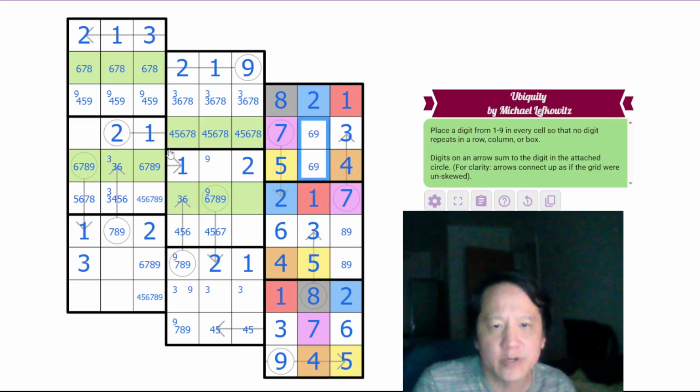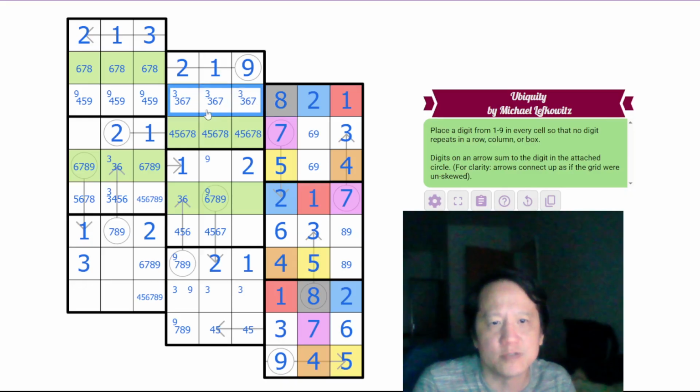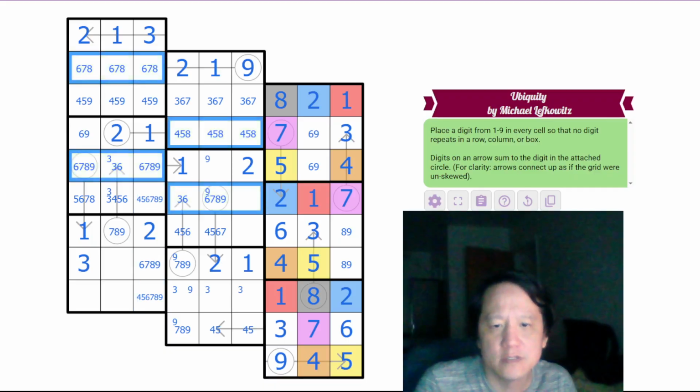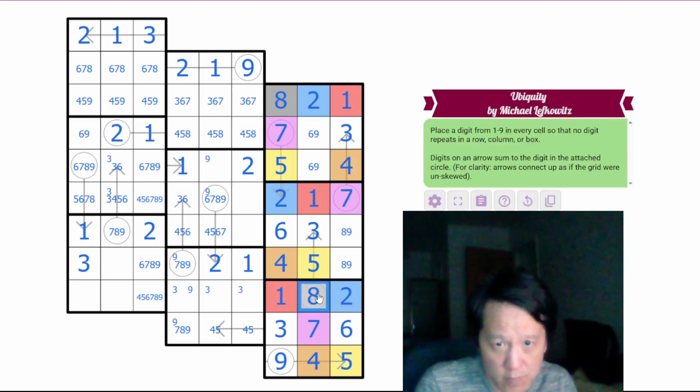6, 9 as a pair here. No 7. 8 eliminates 8 from being here. This is 3, 6, 7 as a triplet, which eliminates 3, 6, 7 in the rest of the box. So this has to be not 6 or 7. It's 4, 5, 8. That forces this to be 6 or 9 here. Okay, let's remove the greens.